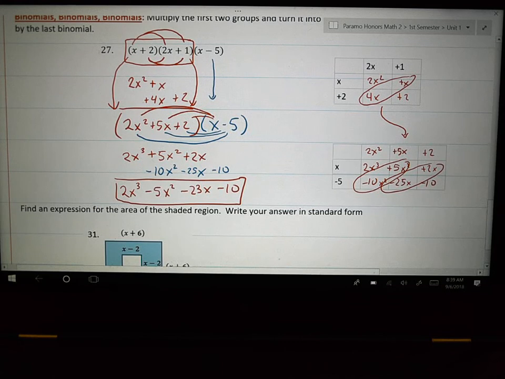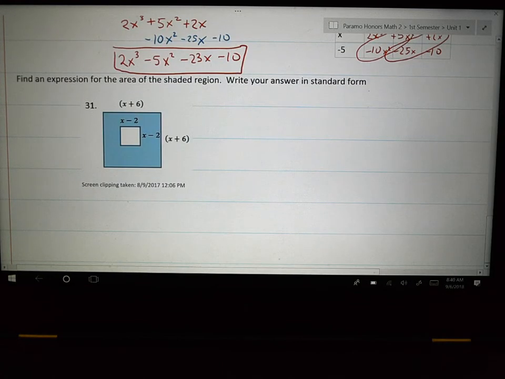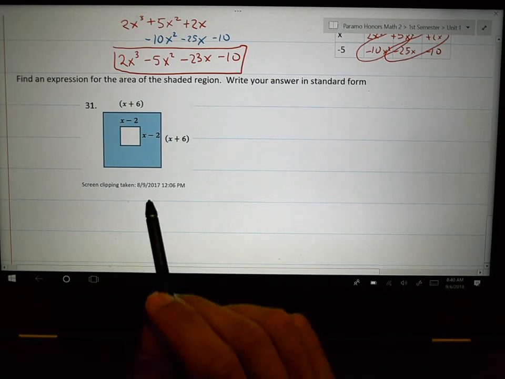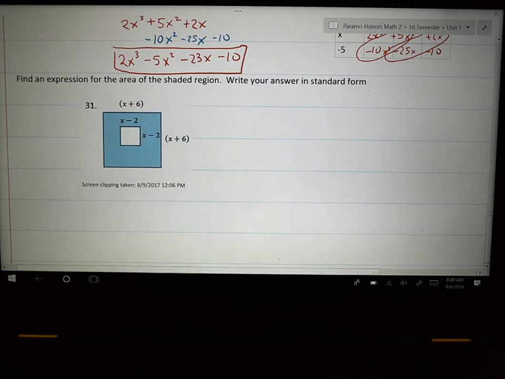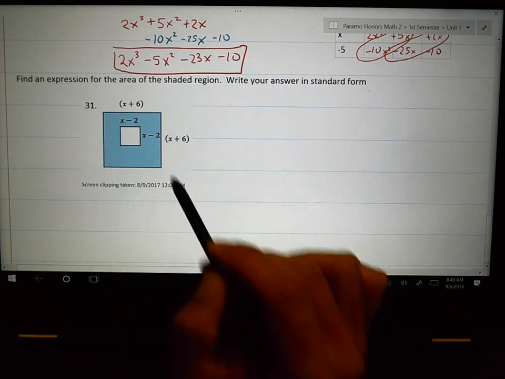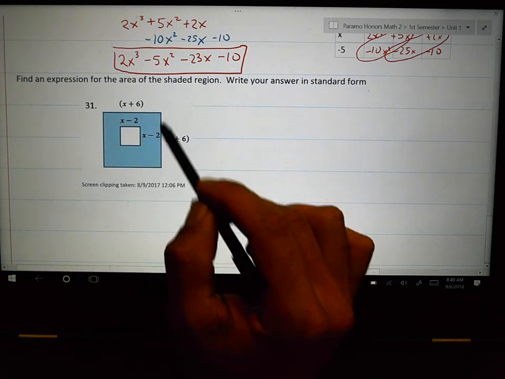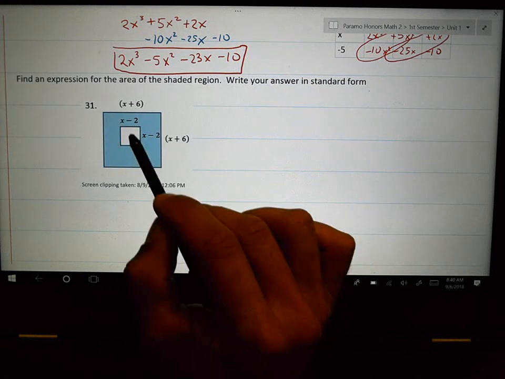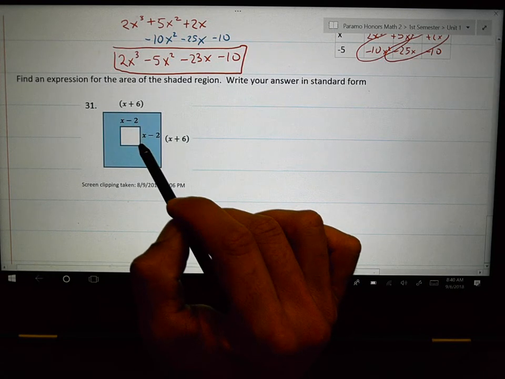To each his own. The last example I have for you is number 31 in your homework. It says, find an expression for the area of the shaded region. Write your answer in standard form. It has this shaded region, and it tells you that the distance along the top is x plus 6, and the distance along the side is x plus 6. And then there's this white square that is x minus 2, and this other side is x minus 2.